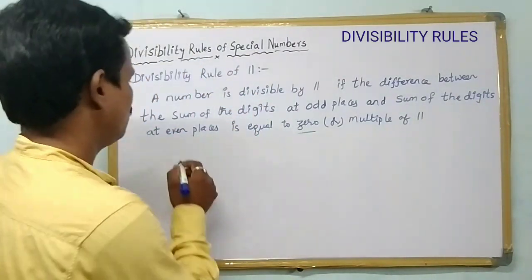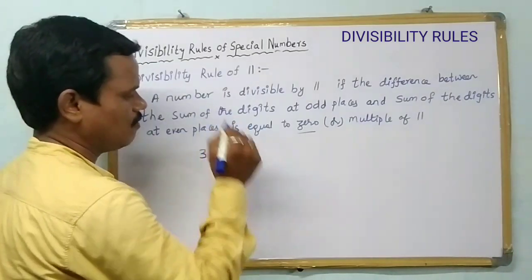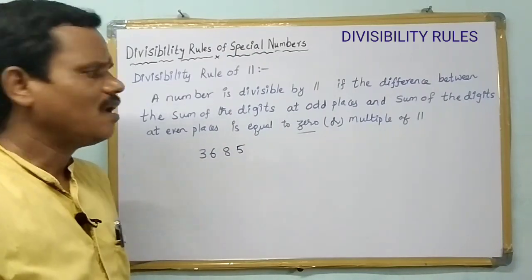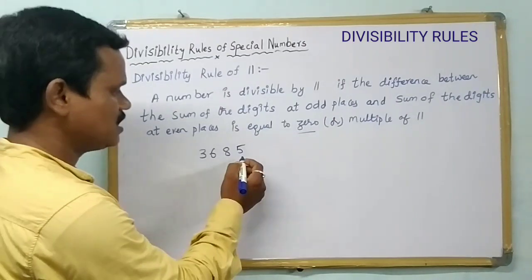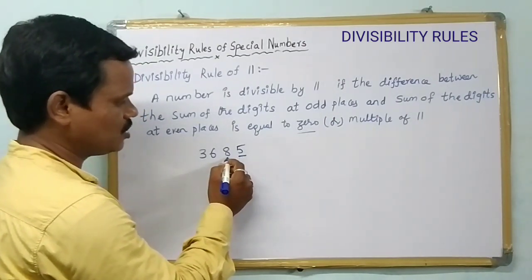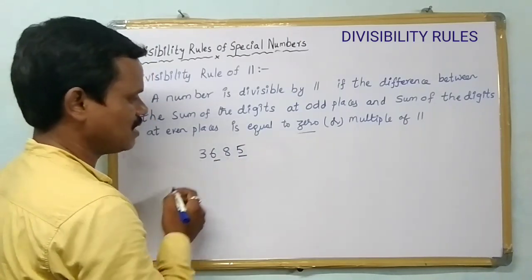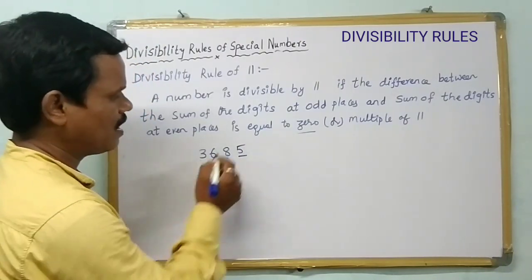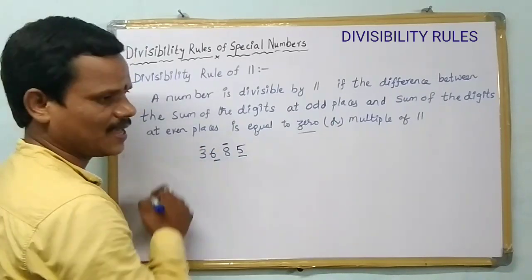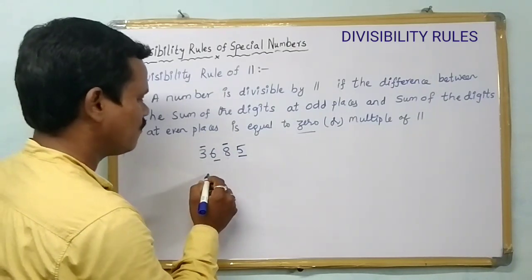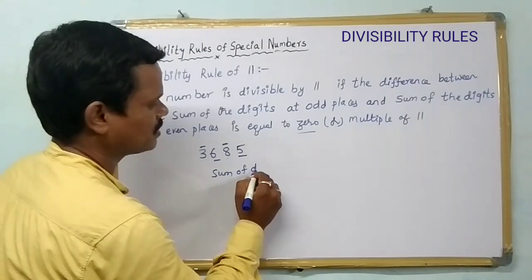One example. I am taking 3685. Here, what are the odd digit places? What are the even digit places? I am taking the first number as 1, this is 2, this is 3, 4. Now this number and this number are the odd digit places, and the remaining places, 2 and 4, are the even places.